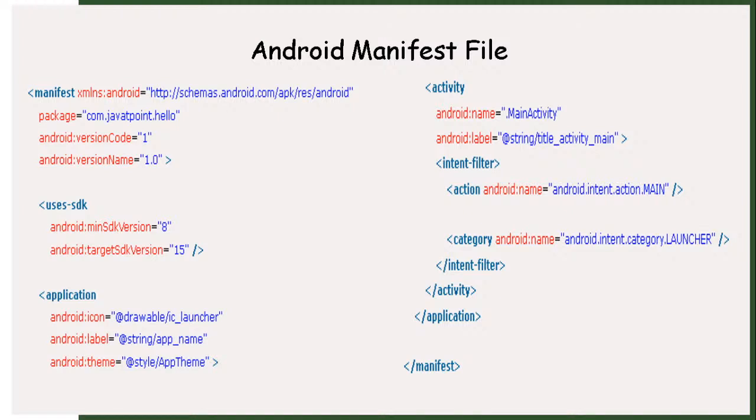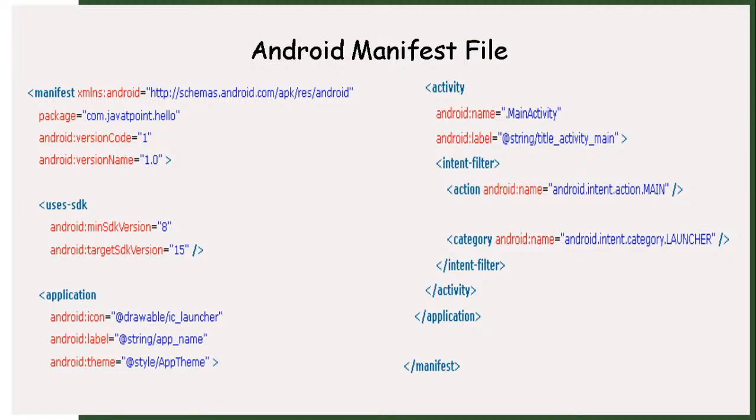So you can provide versioning based on our manifest file. Every time you create a new version, the version name will change, 1.0, 2.0 or 1.1, based on your code change. Then there are different SDKs. SDK stands for software development kit, which version you are going to use for our application development.